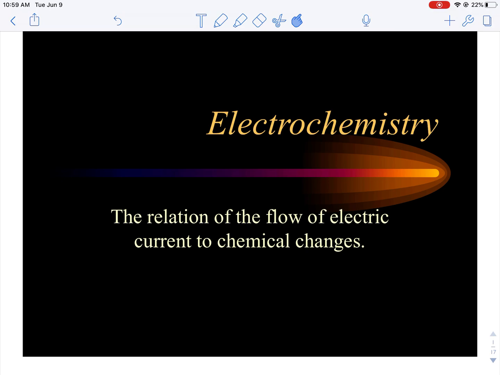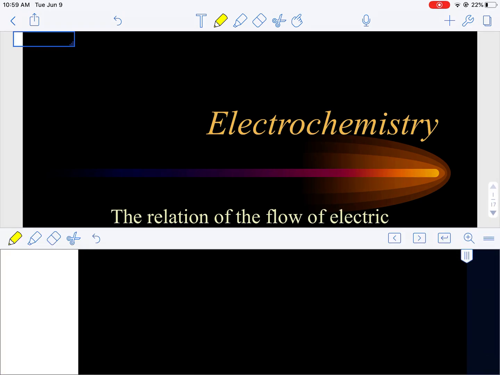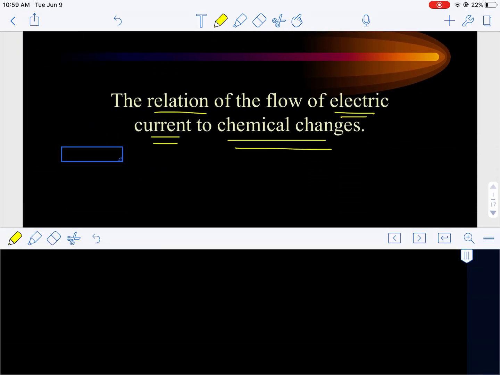In previous lessons, we had alluded to the fact that there are two possibilities that we can have for this relationship. We could have either the chemical changes resulting in electric current, or electric current being the cause of the chemical changes. Let's write those two scenarios down.